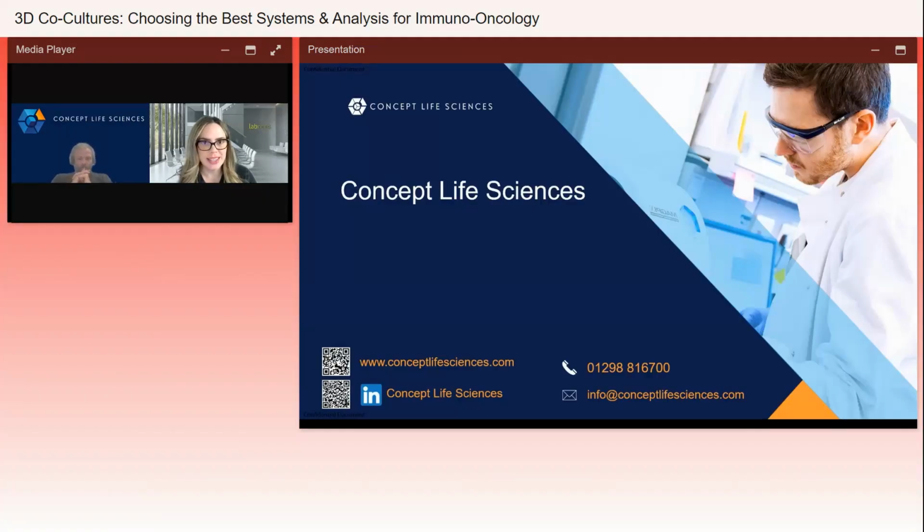Okay. The next question says, for the 3D spheroid tumor killing assays, what platform do you use? Do you favor 3D TKA over 2D? And is there a setting in which you'd use 2D over 3D?